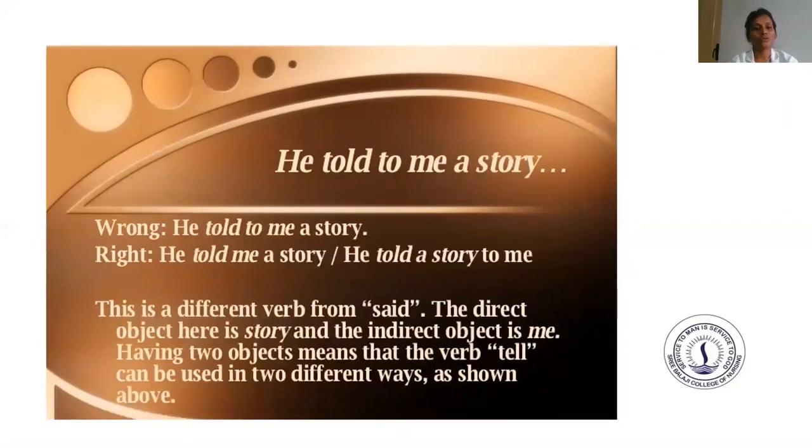"He told to me a story" is wrong. "He told me a story." "He told a story to me" is also correct. This is a different verb from "said." The direct object here is "story" and the indirect object is "me." Having two objects means that the verb "tell" can be used in two different ways, as shown above. "He told to me a story" is wrong. "He told me a story" or "he told a story to me." Both are correct.